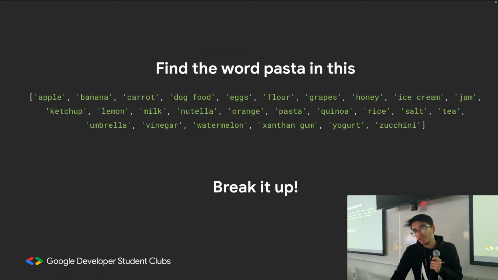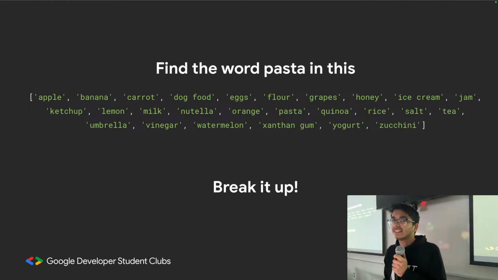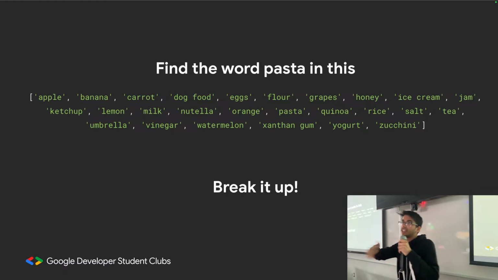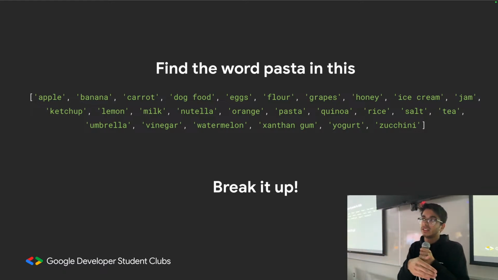So how do we optimize this? What if we thought of it as how you find a word in a dictionary? Say you're searching for the word pasta. In a dictionary, you would open it from the middle, and then you would see whether pasta should be in the next pages or in the previous pages, right?